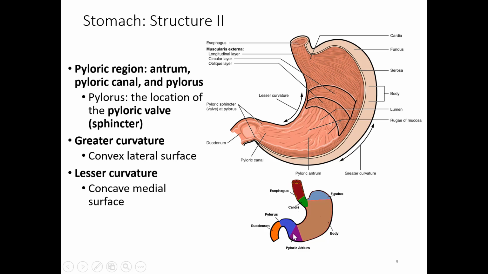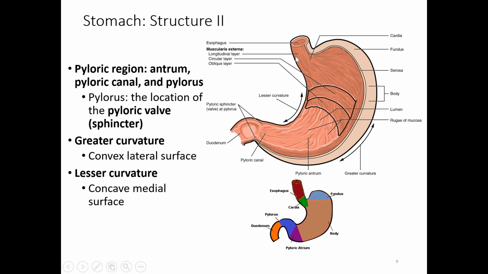The pyloric region is made of the pyloric antrum right here. Then there is the pyloric canal, the narrow part right here. That's the antrum and that's the pyloric canal. And finally, this one is the pylorus, where the pyloric sphincter or pyloric valve is located. This valve usually is closed during digestion in the stomach, and only when food, especially proteins, is completely digested in the stomach, the pyloric sphincter opens and lets that food go to the beginning of the small intestine, which is called the duodenum.